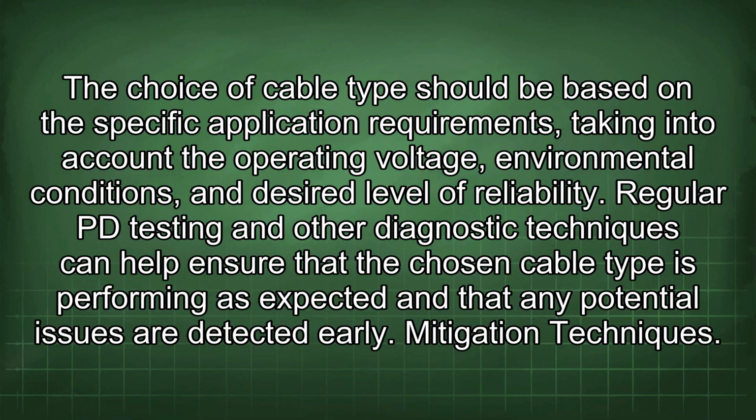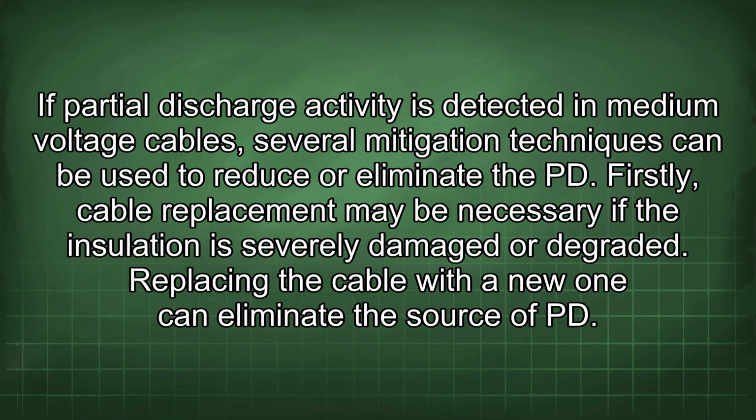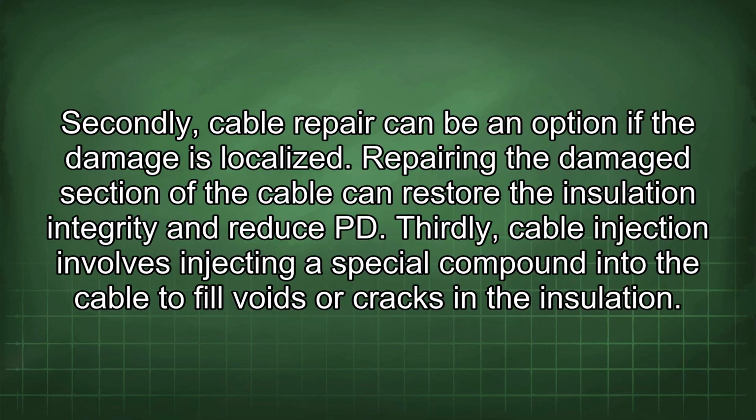Mitigation techniques. If partial discharge activity is detected in medium voltage cables, several mitigation techniques can be used to reduce or eliminate the PD. Firstly, cable replacement may be necessary if the insulation is severely damaged or degraded. Replacing the cable with a new one can eliminate the source of PD. Secondly, cable repair can be an option if the damage is localized. Repairing the damaged section of the cable can restore the insulation integrity and reduce PD.